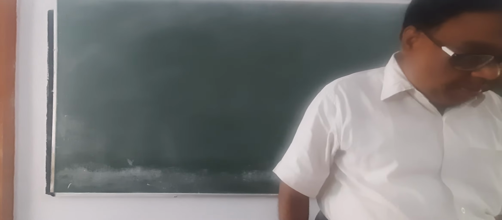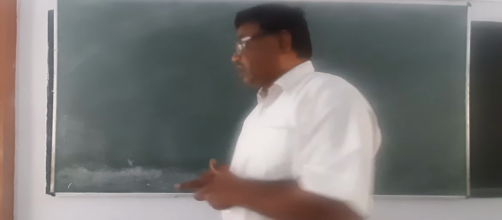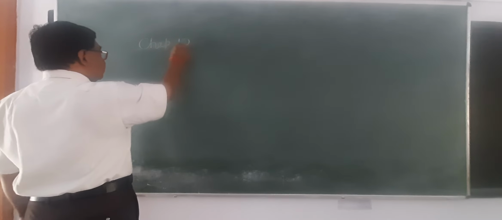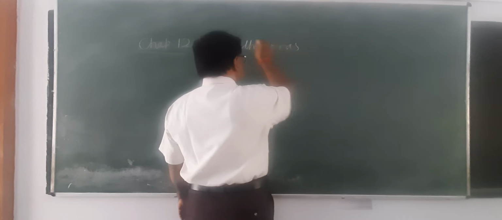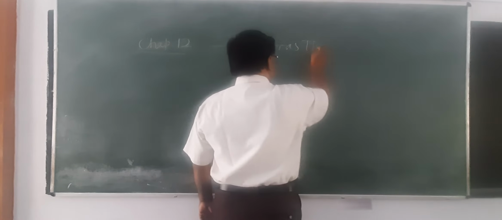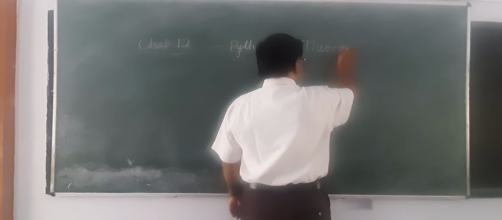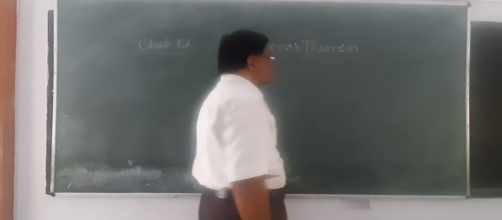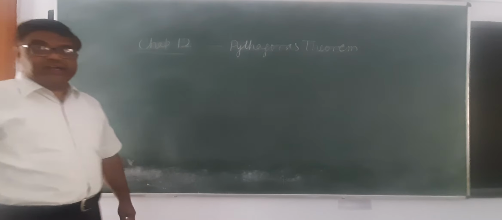So today we will begin chapter 12, Pythagoras theorem. Now see here, what is Pythagoras theorem? In a right angle triangle, this is the theorem of right angle triangle.